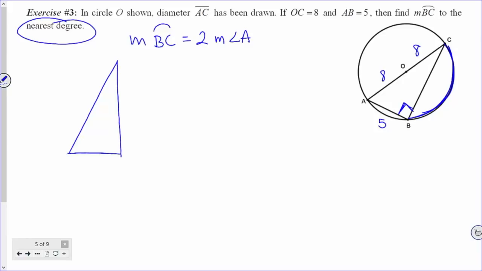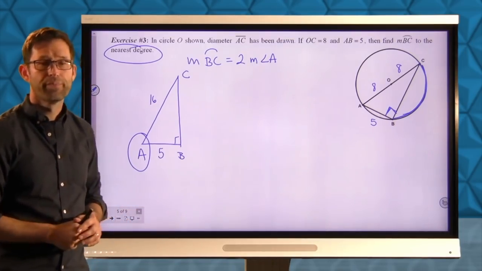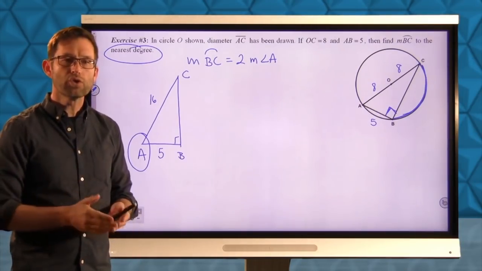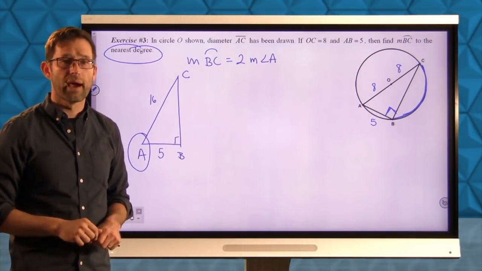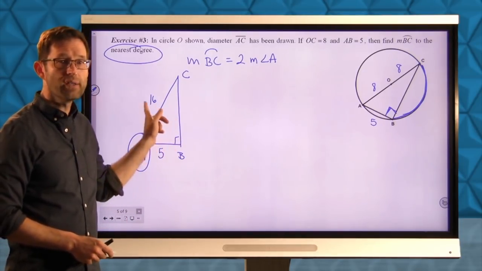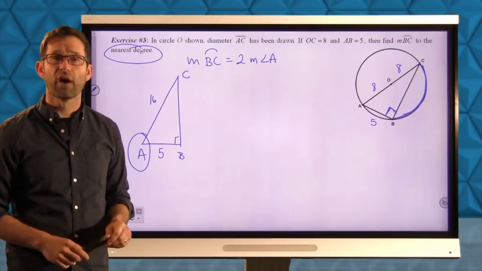All right, because this is what we have now. We've got A, B, C. This is now 16, and this is 5. And if I can figure out the measure of angle A, I'm golden. But what will allow us to do that? What can we use, what should be in our toolbox right now that is used with right triangles if we have two sides of a right triangle that will allow us to find an angle?